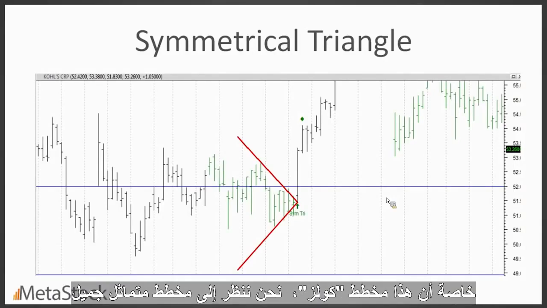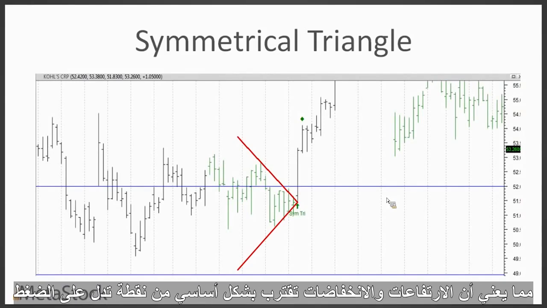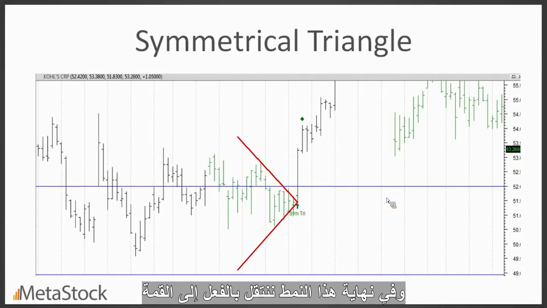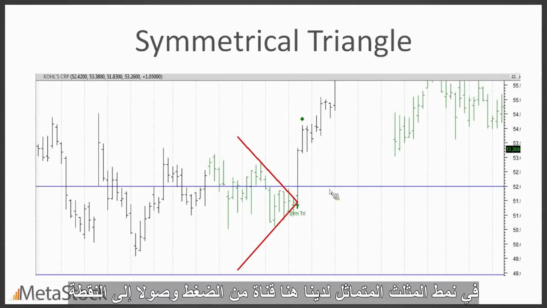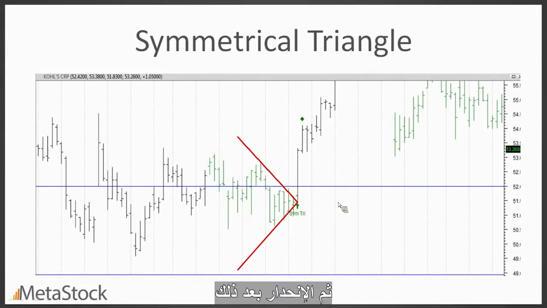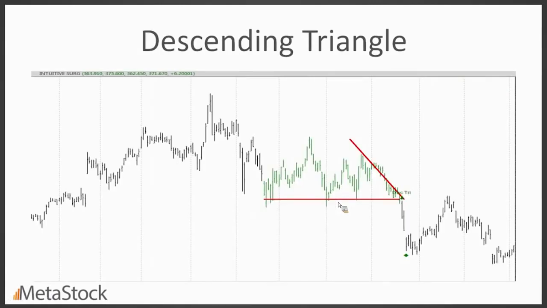Especially in this chart of coals, we're looking at a beautiful symmetrical triangle, which means we basically have our highs and lows coming to a point, which signifies compression. And at the end of this pattern, we actually break out to the top. So a symmetrical triangle here is a channel of compression coming to a point, and then the breakout afterwards. The descending triangle is a little bit different.